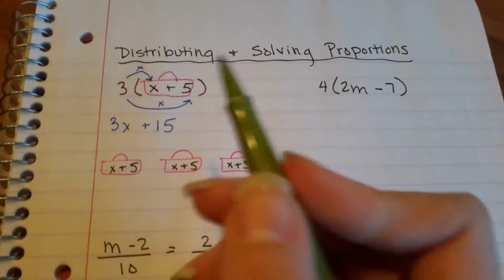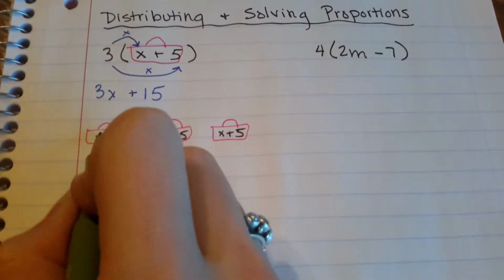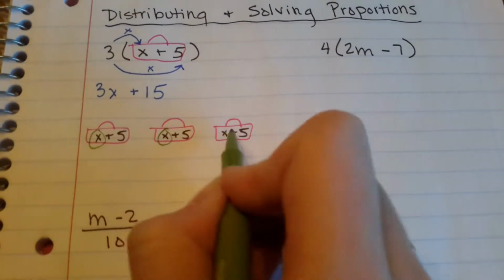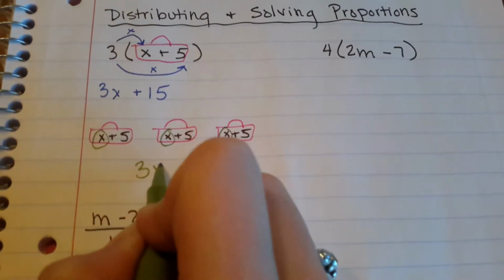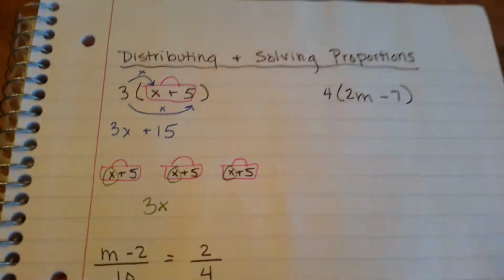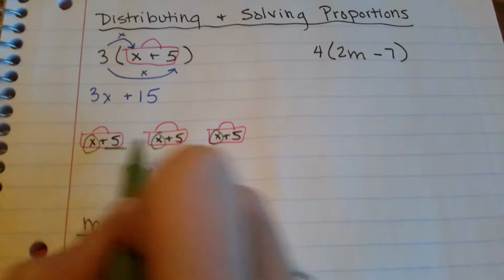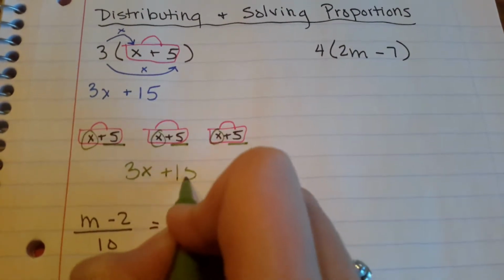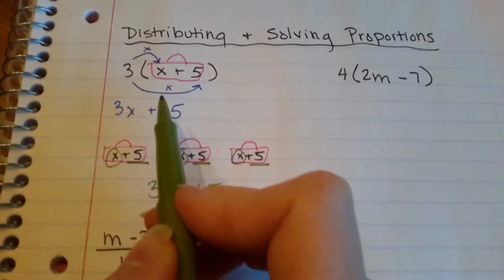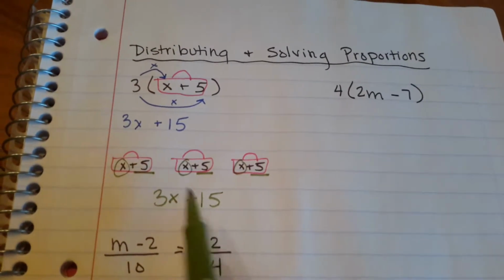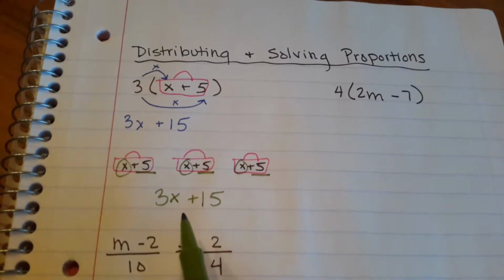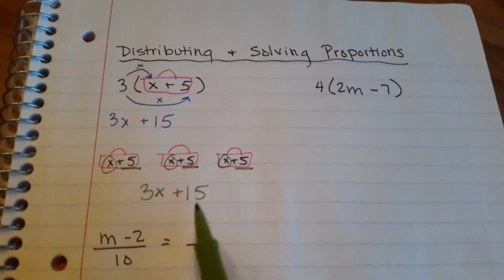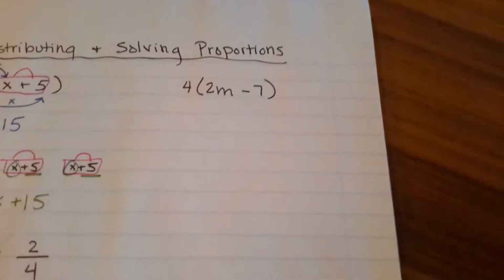And now we can combine like terms. We can combine all of our x's. We have 1, 2, 3 x's. And we can combine all of our numbers as well. 5 plus 5 is 10, plus 5 is 15. So either way, whether you do the arrows or think about the baskets, we end up with 3x plus 15. Let's try one more.